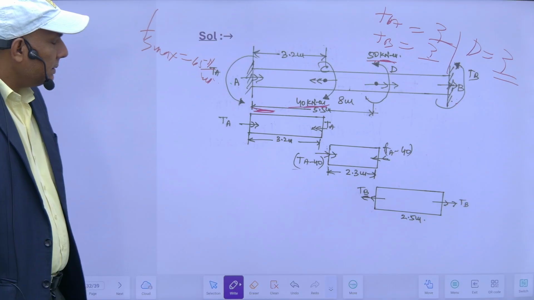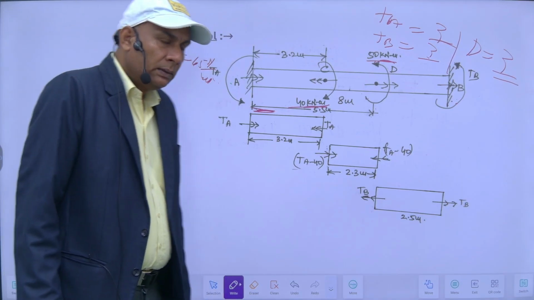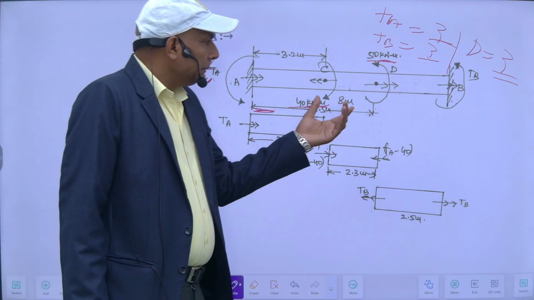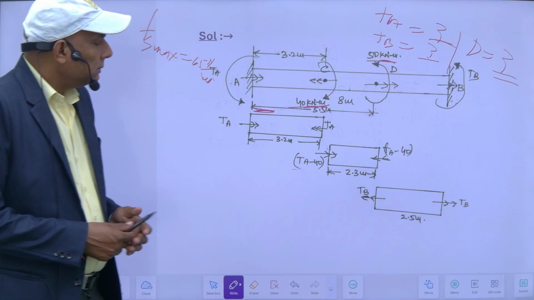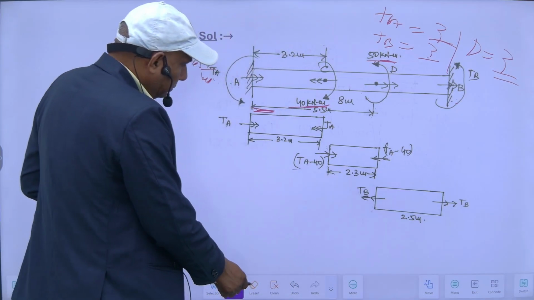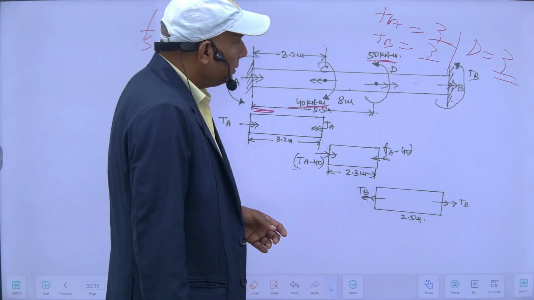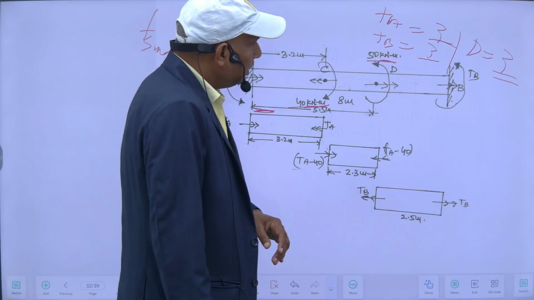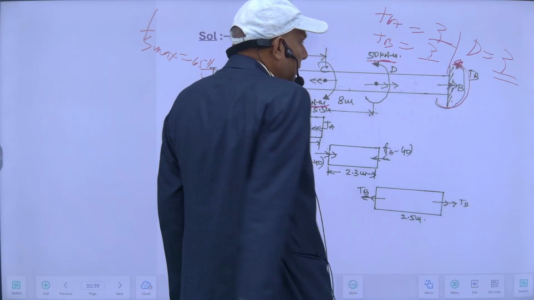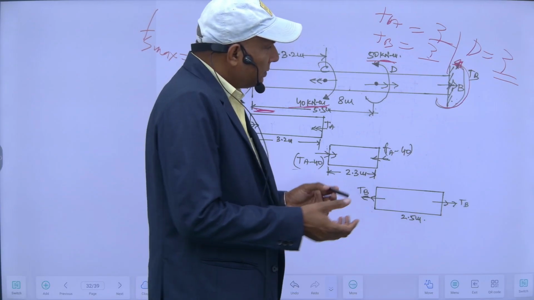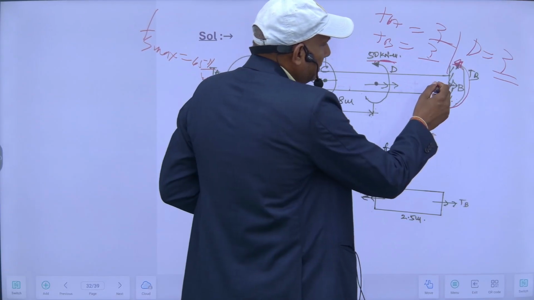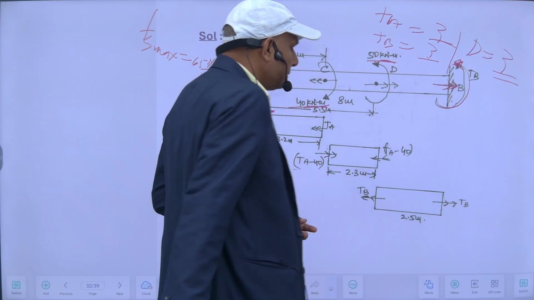So this is the case. Let's start one by one. Let's simplify this. Suppose this is acting in these directions, TB, it means it is anti-clockwise. So anti-clockwise means my arrow of the thumb is in these directions.